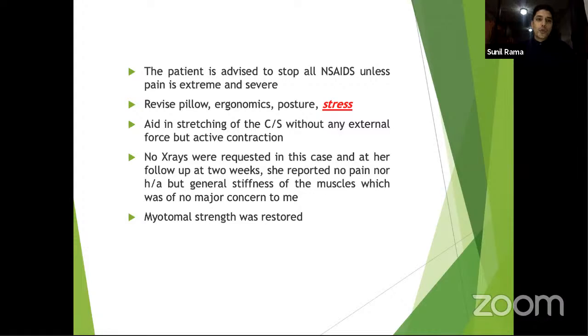And at a follow-up at 2 weeks, she reported no pain at all, no headaches, but just general stiffness of the muscles, but with full range of motion. And the myotome strength was actually restored with its shoulder abduction test.